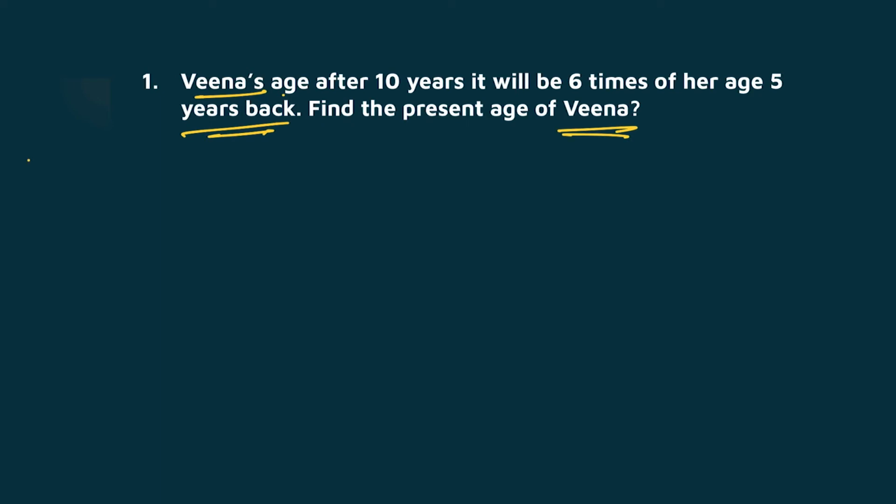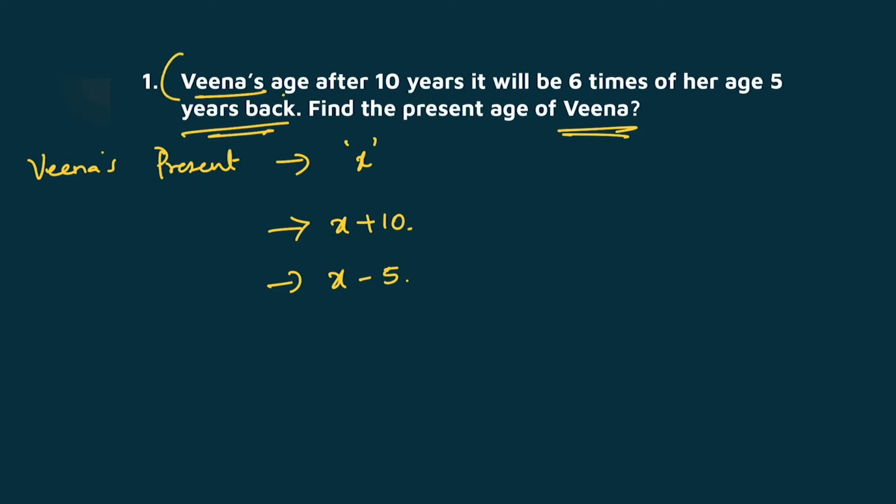So let's consider Veena's present age as x. Veena's age after 10 years will be x plus 10. Six times her age 5 years back; 5 years back means x minus 5. By this given data, we have to form an equation and then solve for x to get Veena's present age. Segregate the question: Veena's age after 10 years will be 6 times her age 5 years back.